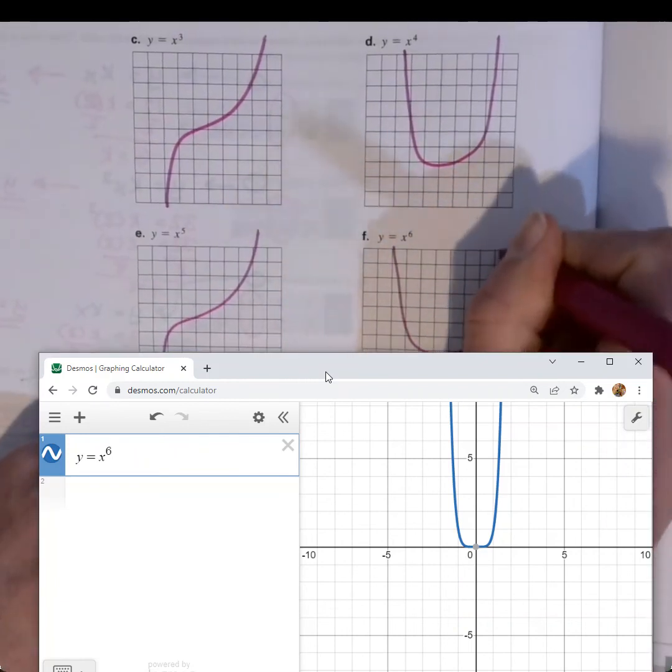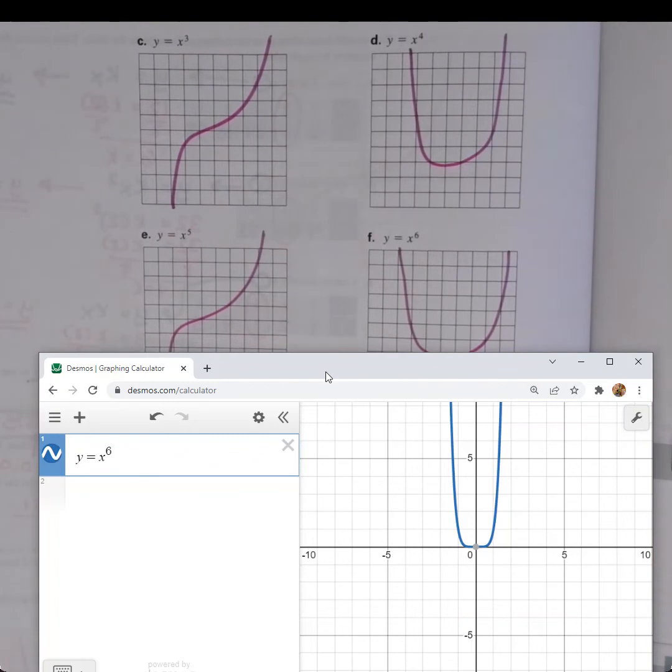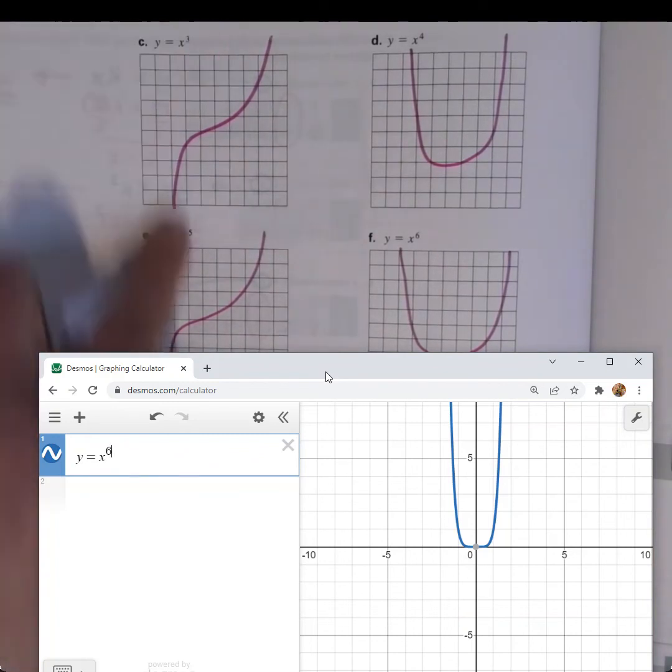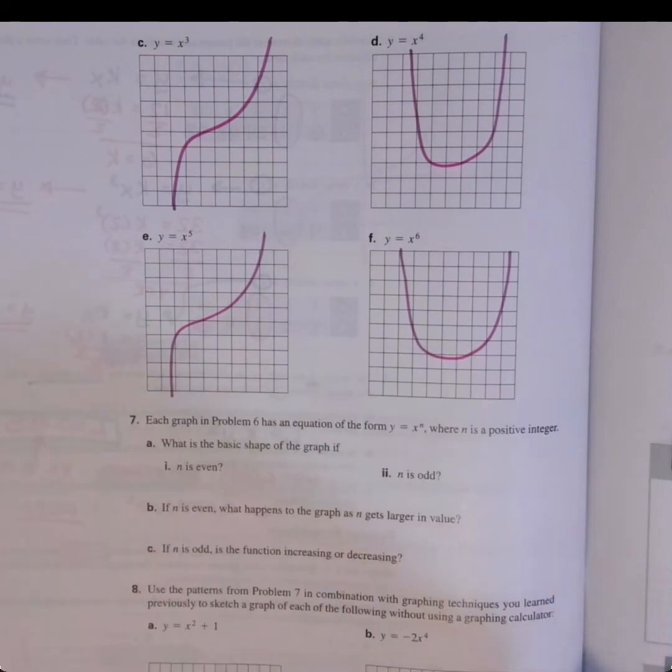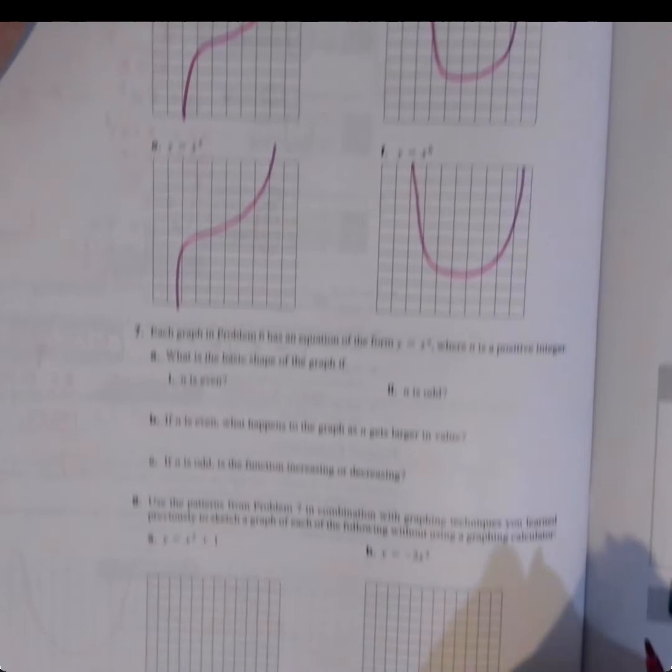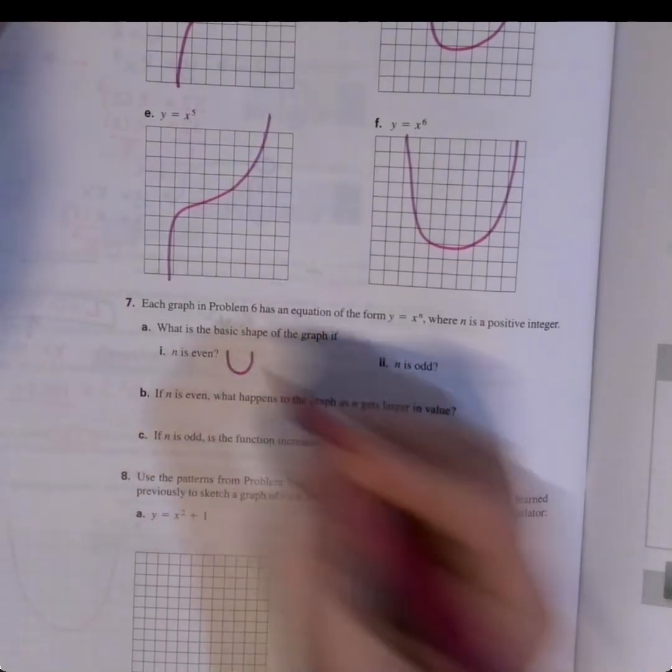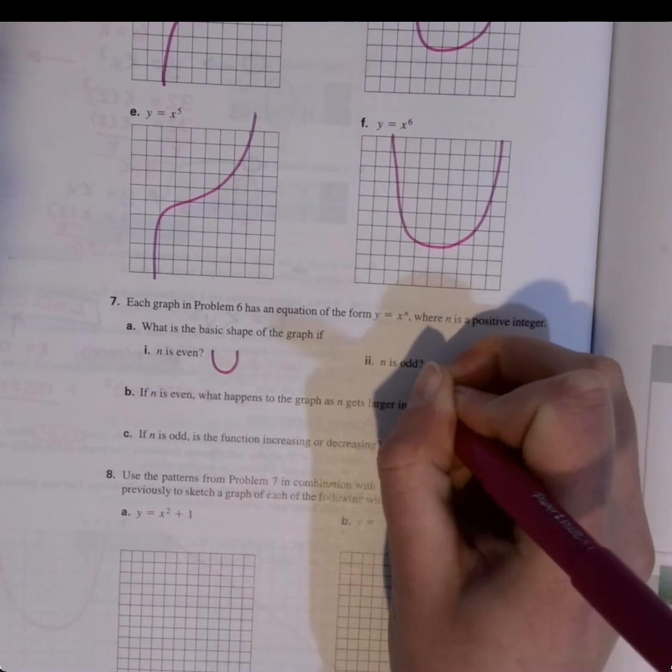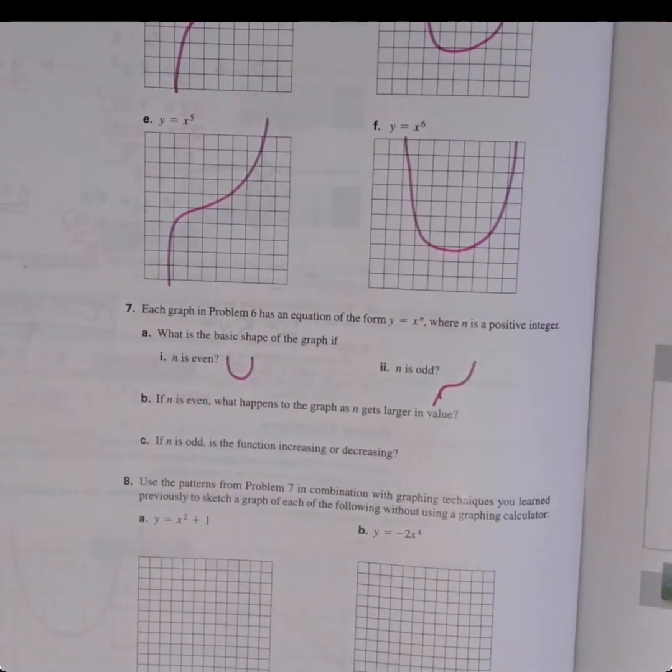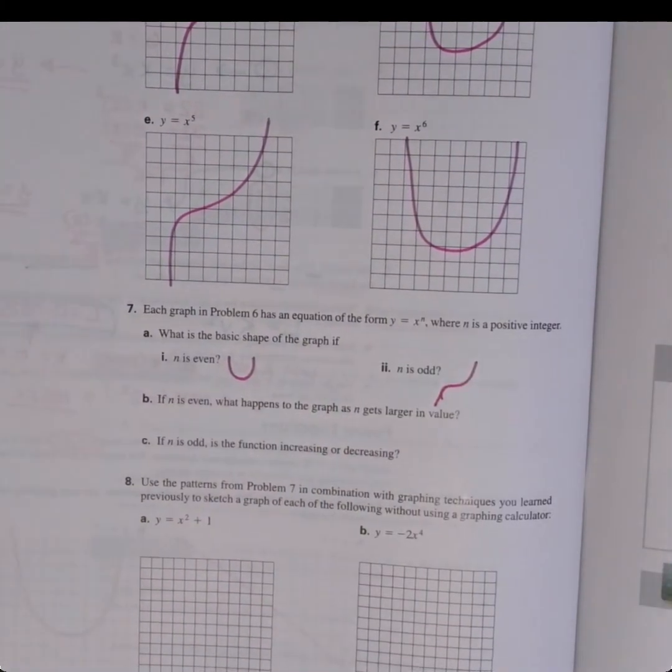So there's a pretty big pattern here between what we're seeing with the odd and the even power functions. So we're going to summarize that down here. What is the basic shape of the graph if n is even? Parabola. What is the basic shape of the graph if n is odd? Swoosh. If n is even, what happens to the graph as the value of n gets larger?